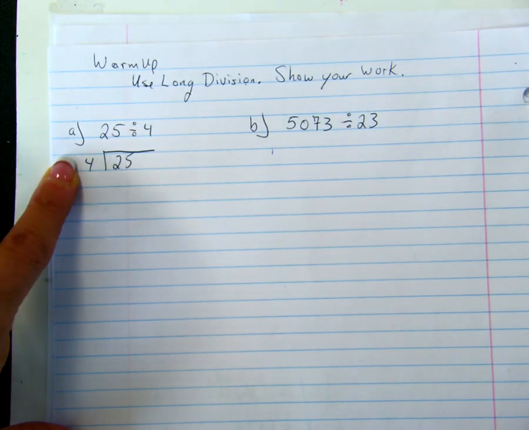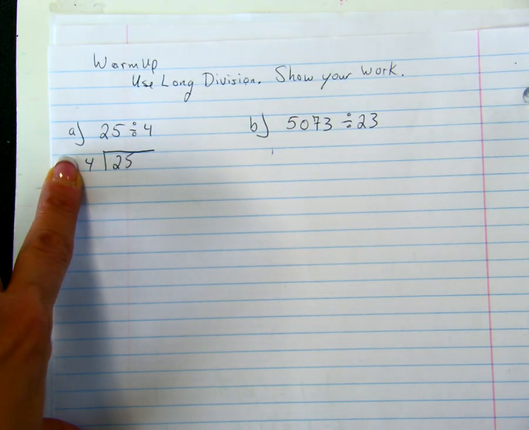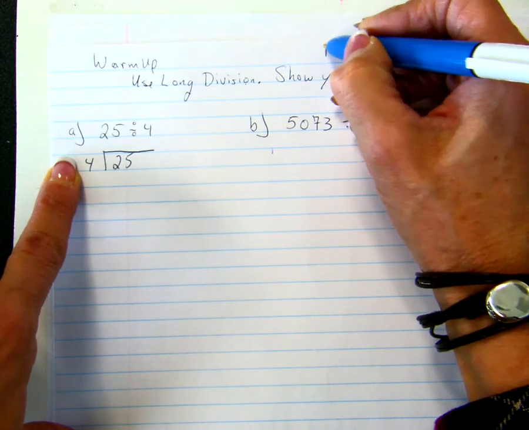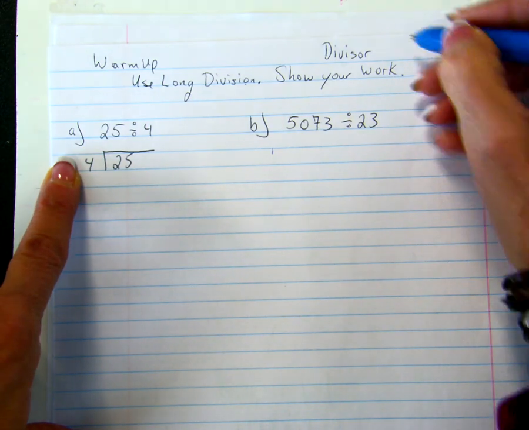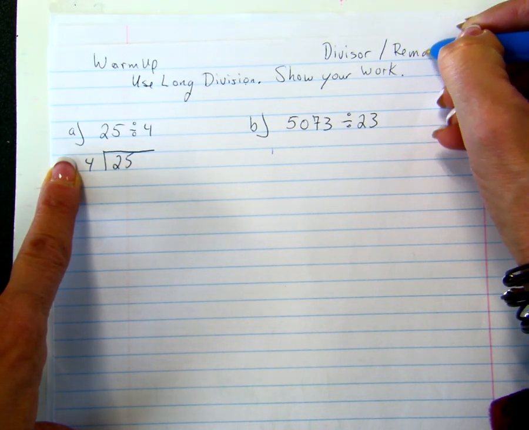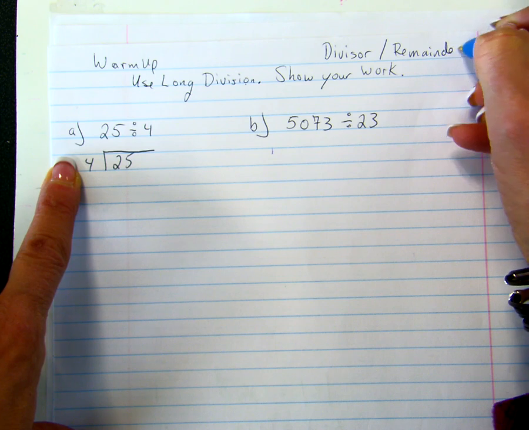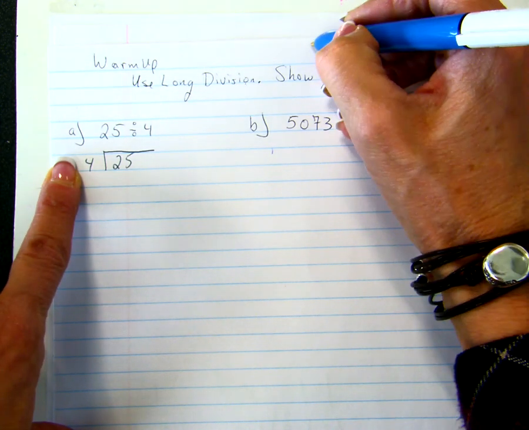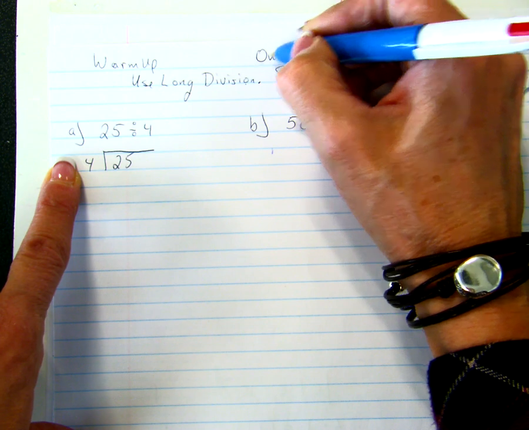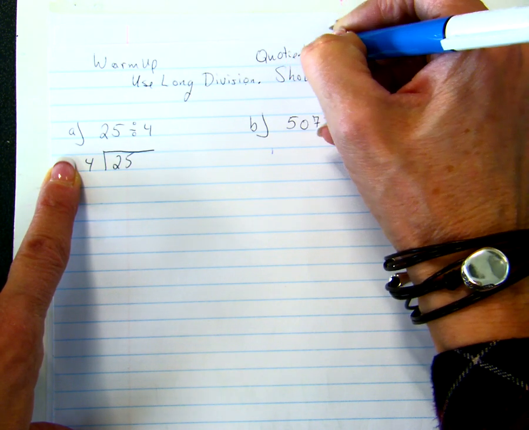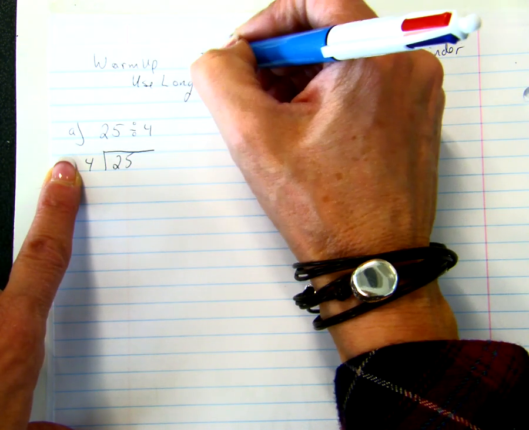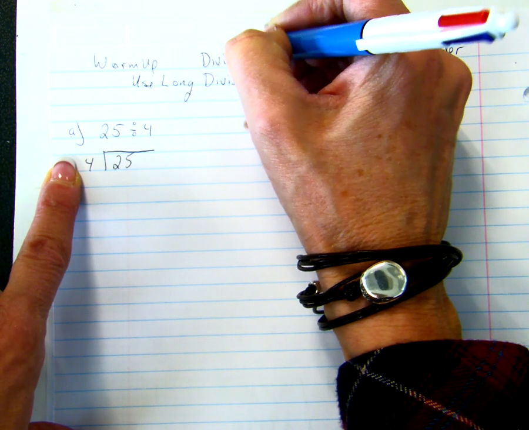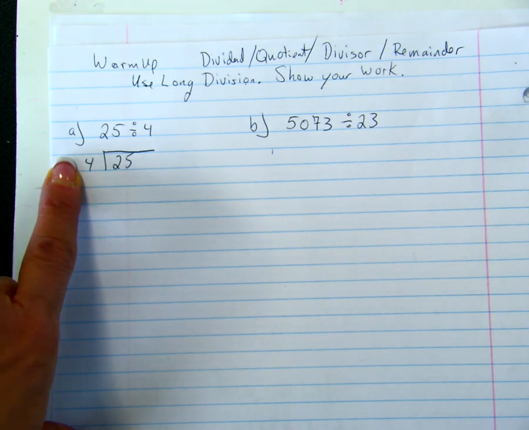Did you remember any vocabulary from this? Do you remember this word? Divisor? Oh, I heard another one. Remainder. Did you remember this word? Quotient? And what was another word? Dividend. Do you guys know what these words all mean? Okay, we'll use them and talk about them.